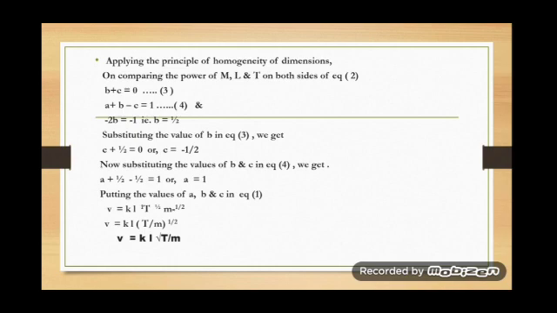Then what we get? V is equal to K L to the power 1, T to the power half, m to the power minus 1 by 2. T and m have the same powers but opposite signs, therefore it can be written as T by m to the power 1 by 2, or as the 1 by 2 signifies under root, it can be written as V is equal to K L under root T by m.